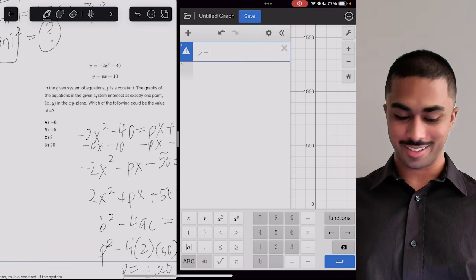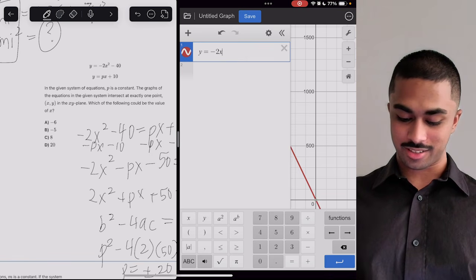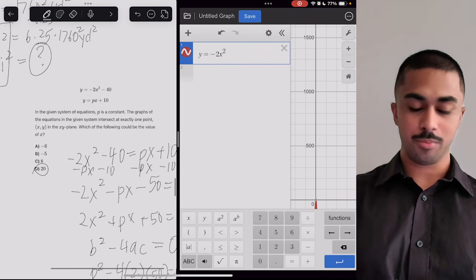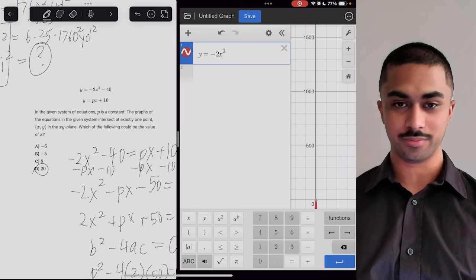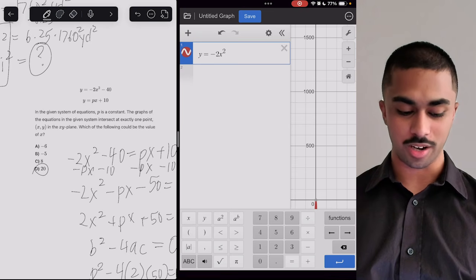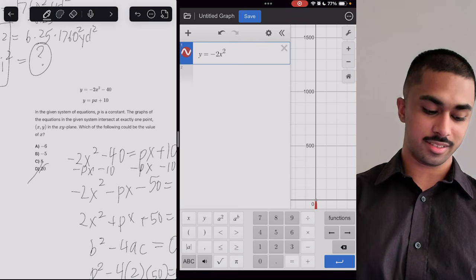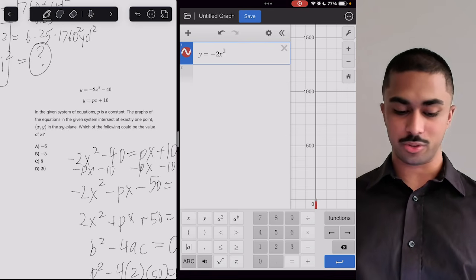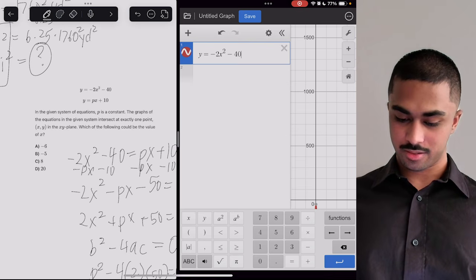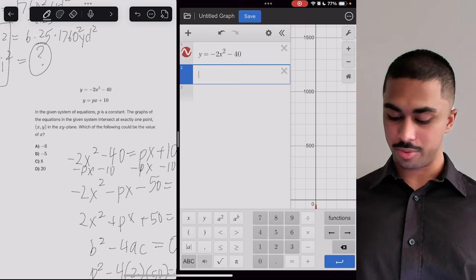Let's actually get back to doing this question. 2x squared. A lot of you might have marked 20 and moved on. This would be the wrong answer because x is not 20. P is 20. So let's read the question, please.